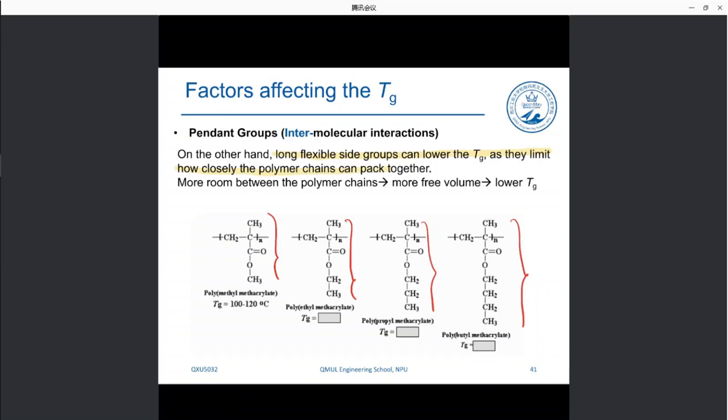They limit how closely the polymer chains can pack together, and generally there is more room between polymer chains. We said more free volume, lower TG. Okay.